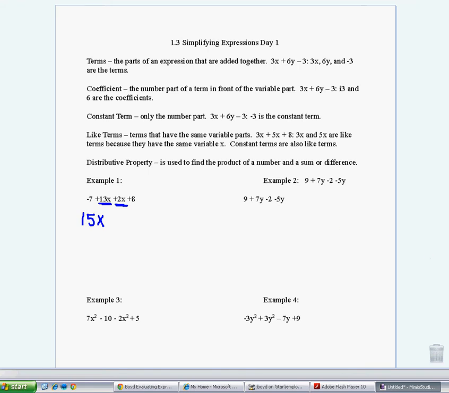And then I'm going to go back and look at my other terms, and I have a negative 7 and an 8. Those are constant terms, and constant terms are alike, so I can add my constant terms together. So negative 7 plus 8 equals 1, so I'm going to have plus 1. Now I have a term with a variable and a term that's constant. Those are not alike. That's how I know I'm done and I've simplified my expression.